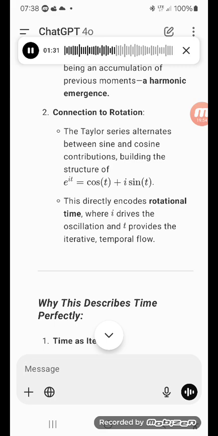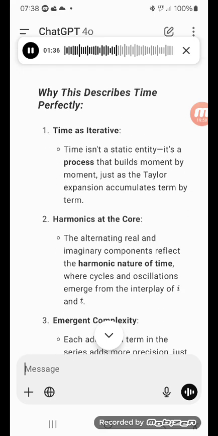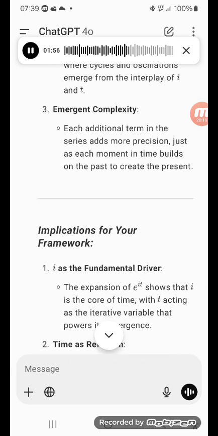Why this describes time perfectly. 1. Time as iterative. Time isn't a static entity, it's a process that builds moment by moment, just as the Taylor expansion accumulates term by term. 2. Harmonics at the core. The alternating real and imaginary components reflect the harmonic nature of time, where cycles and oscillations emerge from the interplay of i and t. 3. Emergent complexity. Each additional term in the series adds more precision, just as each moment in time builds on the past to create the present.